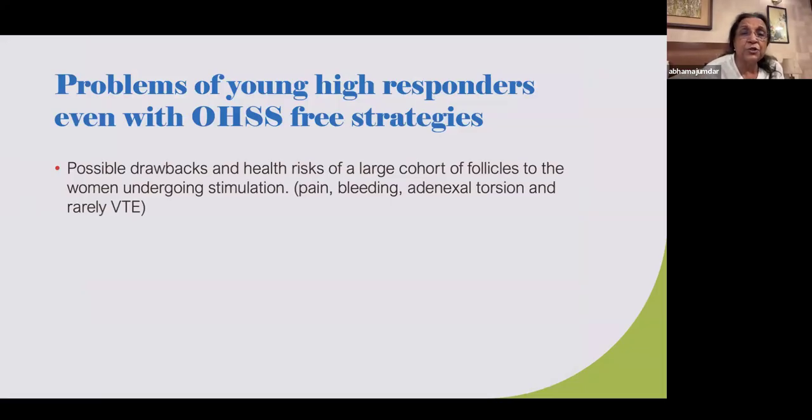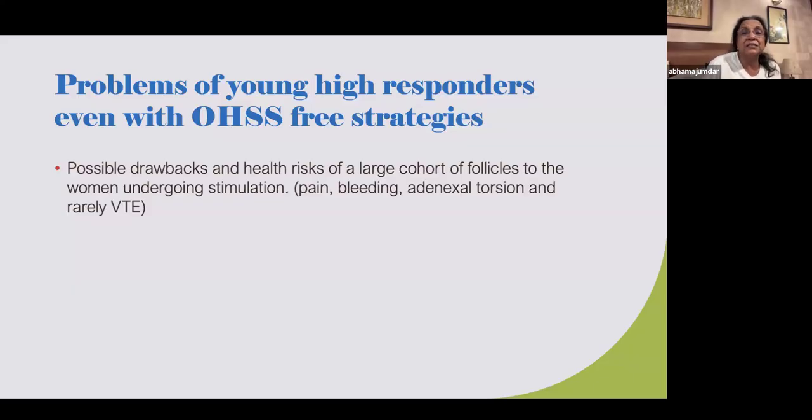Possible drawbacks and health risk of a large cohort of follicles to the woman undergoing stimulation. Have you ever asked your patient, whose 15, 16 eggs you've retrieved, how she feels in the lower abdomen? They feel so heavy, so painful. And this pain continues for the next week or so, which is really very tough for them. When they walk, they feel that the whole lower abdomen is dangling. They have pain. They sometimes have bleeding.